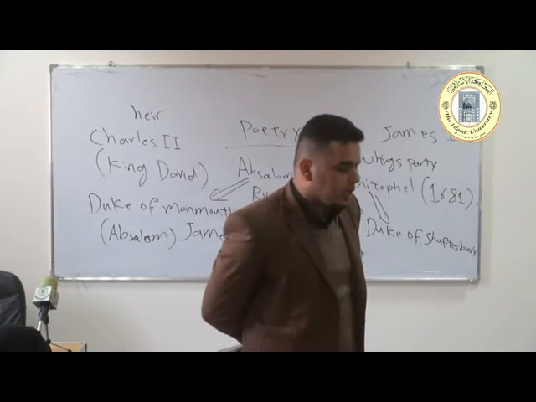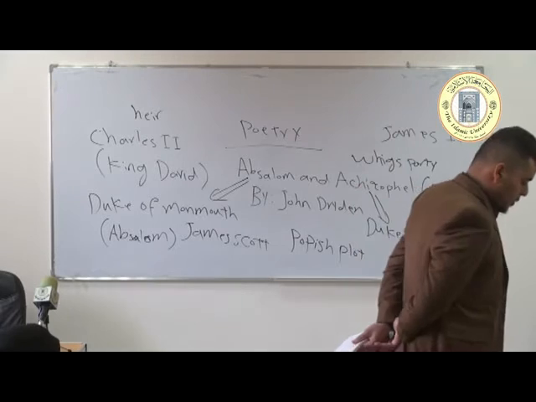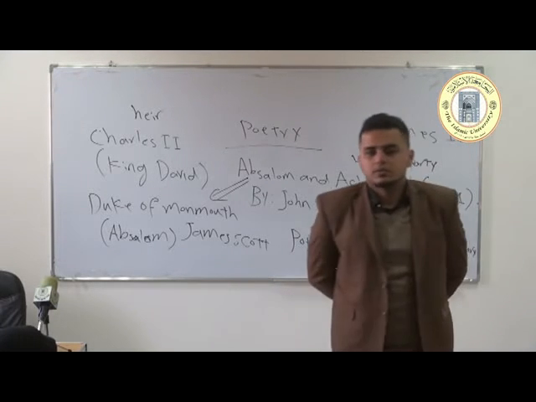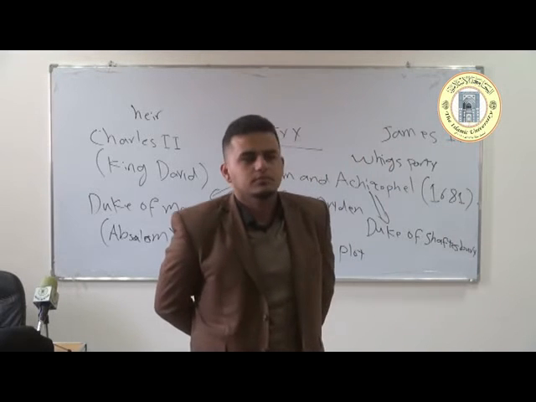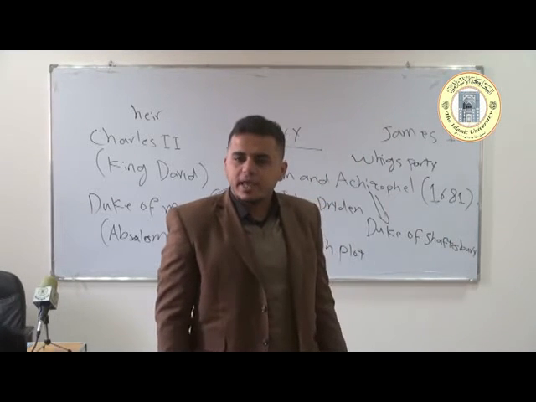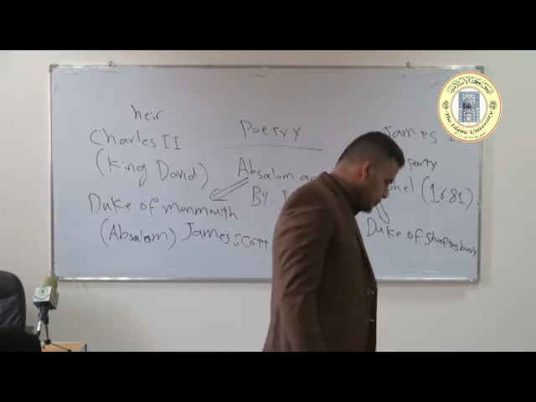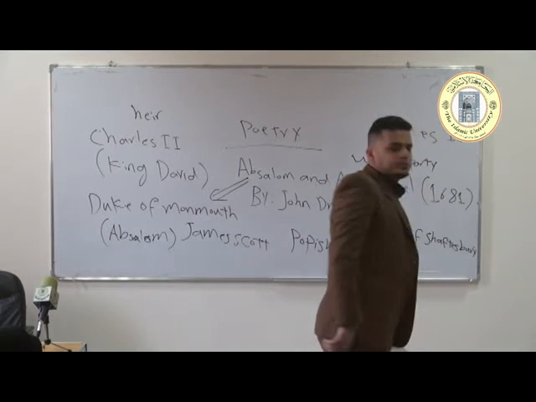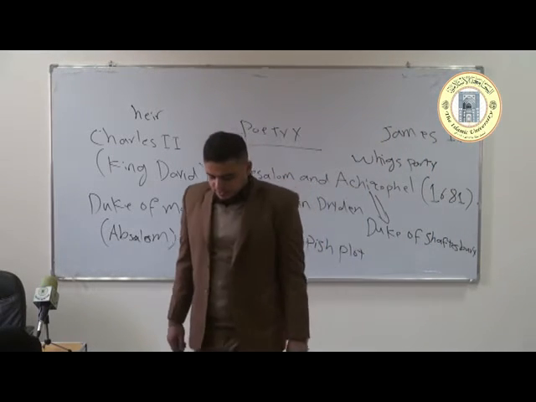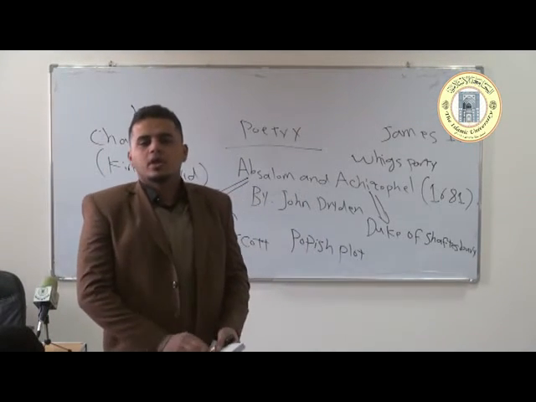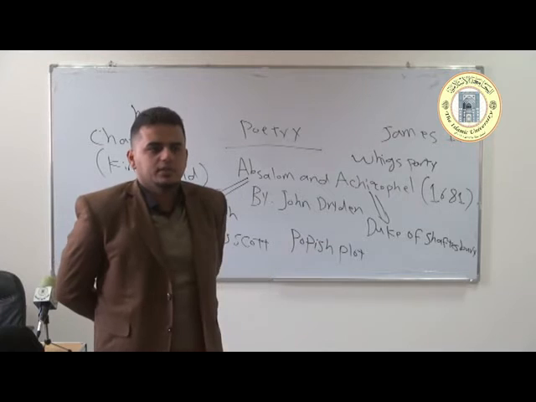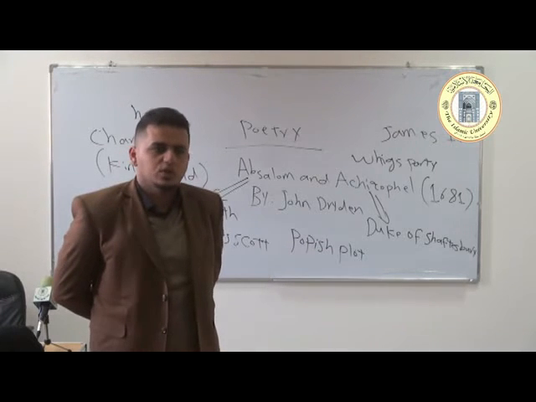There is a biblical allegory in the poem Absalom and Achitophel by John Dryden. Comment, elaborate, explain, discuss. The story is like this. King David, of course, is the prophet of God David. He had an illegitimate son, or they say illegitimate, from a second wife.